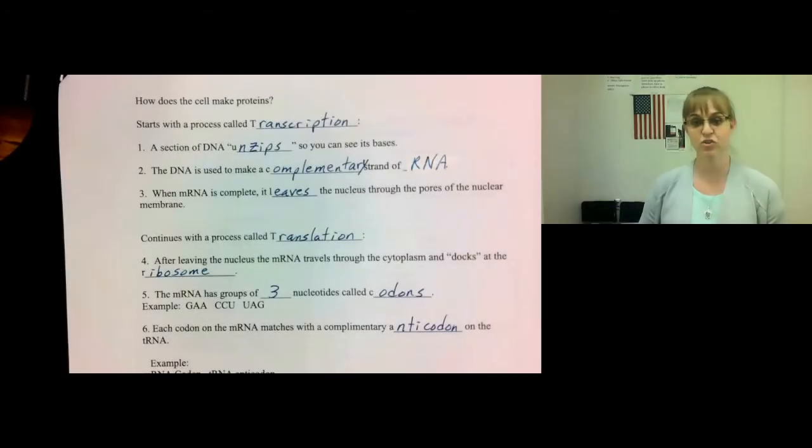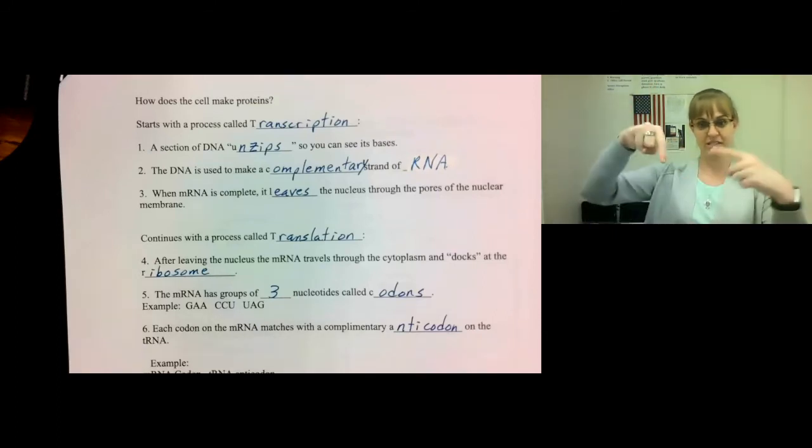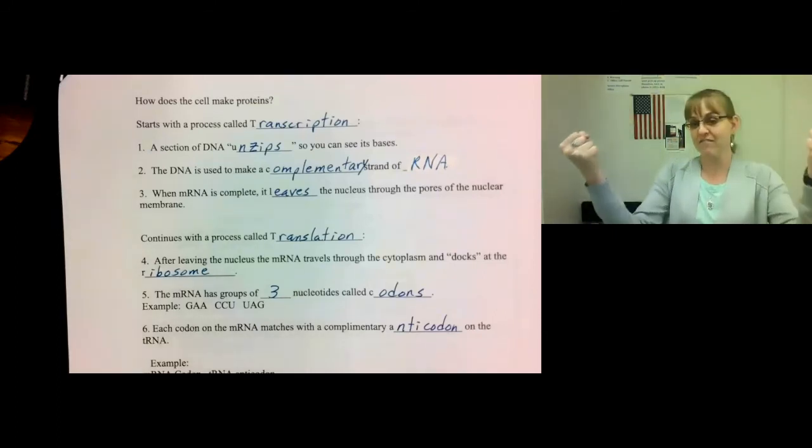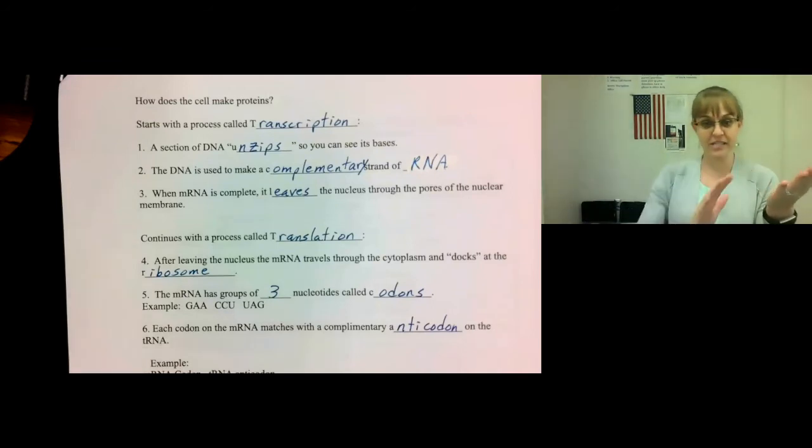The first step, transcription, is when DNA makes RNA. What happens is, first of all, the DNA has to unzip so you can see the nitrogen bases. It's kind of like having to open a book so you can read the words. DNA is a double helix. There's two strands. So these two strands have to unzip and come apart so you can see the nitrogen bases inside. And that tells the cell how to make the proteins.